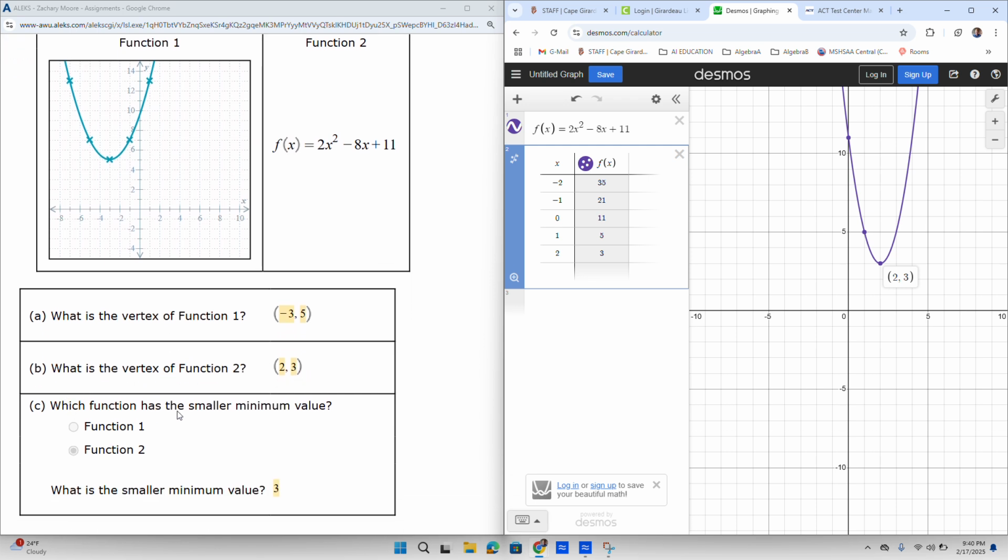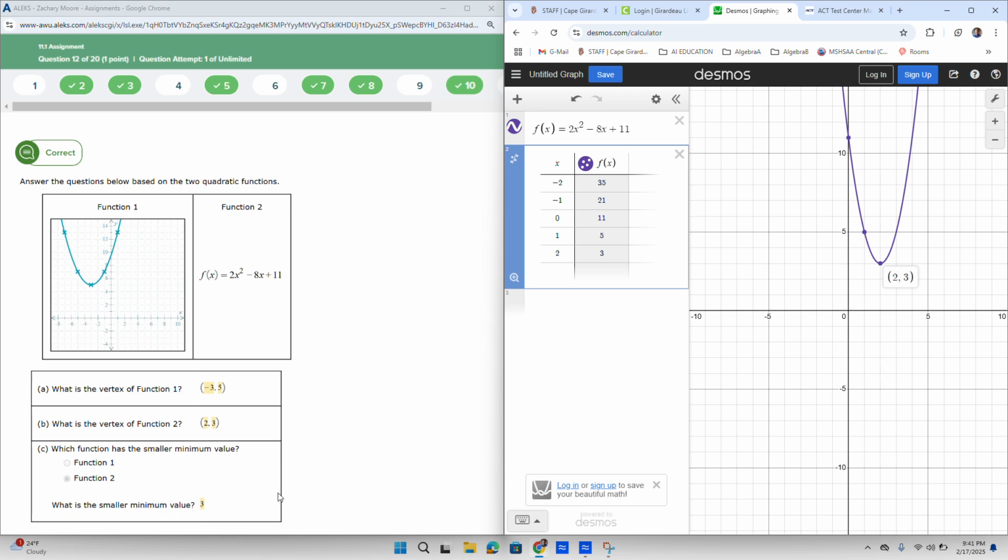And then when it says which of the functions has the smaller minimum value, that's talking about which one has the smallest y. Obviously, with both of these, their vertex being at the very bottom, we have a 5 and a 3, so which one's smaller? Well, 3. So therefore function 2 has a smaller minimum value, and it's at 3.